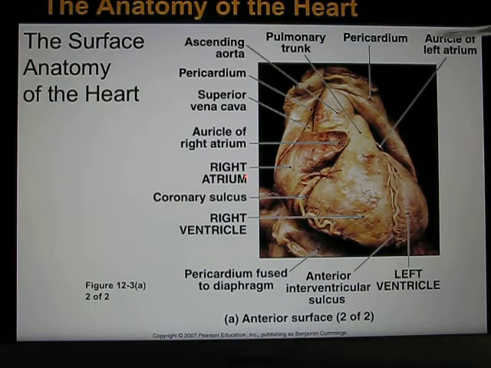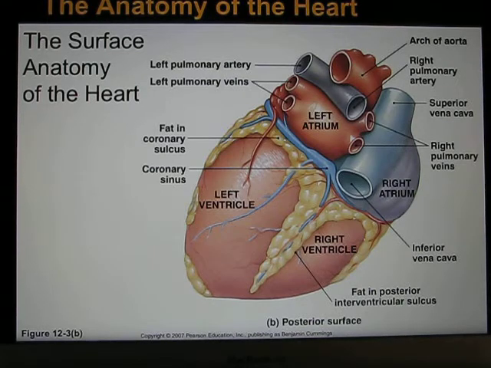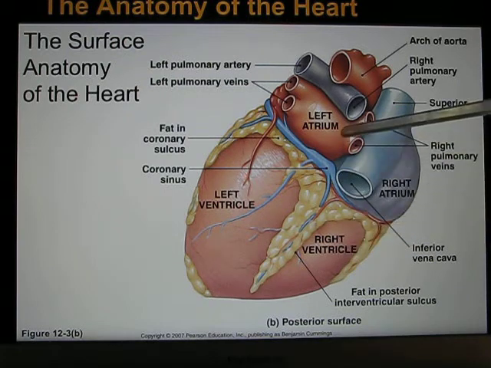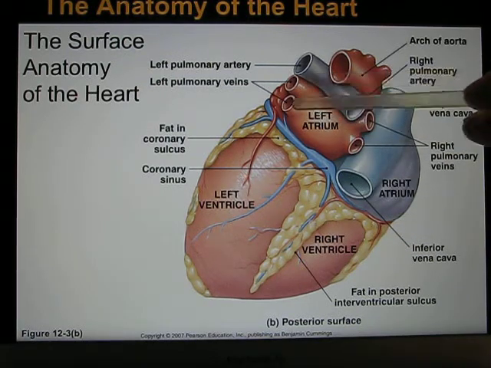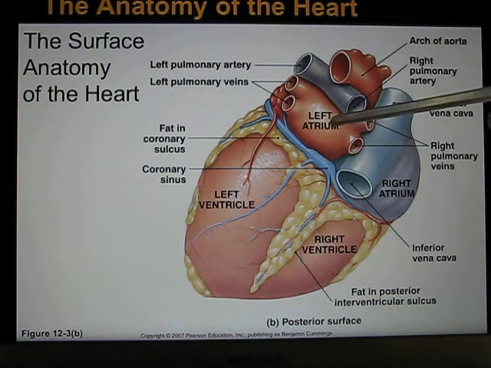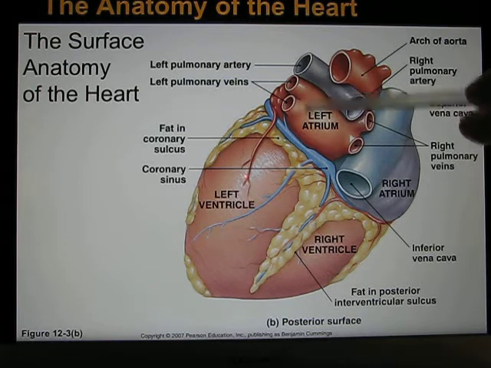And this shows you how the heart really looks like. This is the posterior view, so you can still see the left atrium, left ventricle, right atrium, right ventricle. The left atrium has the pulmonary veins connected to it. They send the oxygenated blood back to the left atrium. So you have 4 pulmonary veins.